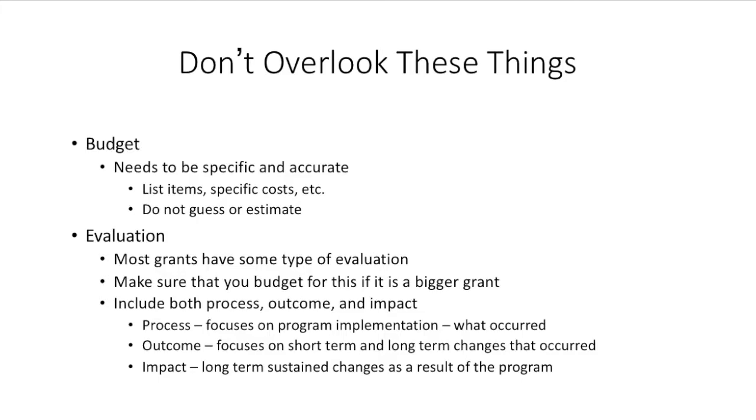The other thing that typically is overlooked is evaluation. Most grants are going to ask for some type of an evaluation, and it's really important that you budget for this, especially in a bigger grant. So you want to include both process, outcome, and impact evaluation plans. Process really focuses on program implementation, what occurred. The outcome focuses on your short-term and long-term changes that occurred. And then impact is the long-term sustained changes as a result of the program.